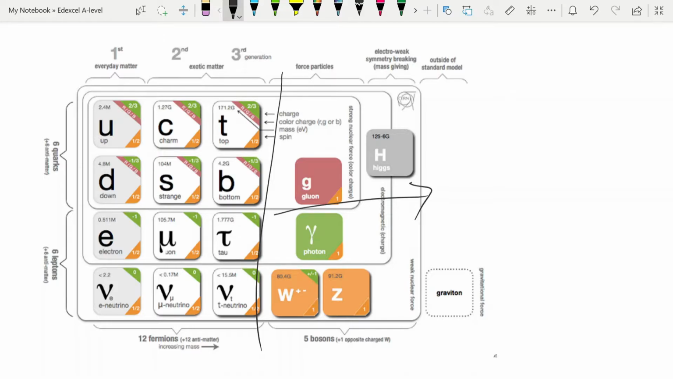We have 4 rows of 3. The top 2 rows are our quarks, small, medium, large. The bottom 2 rows are our leptons, small, medium, large.